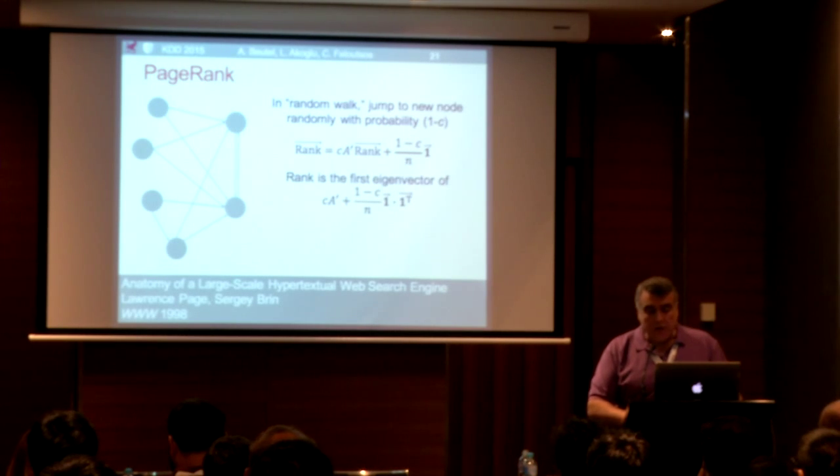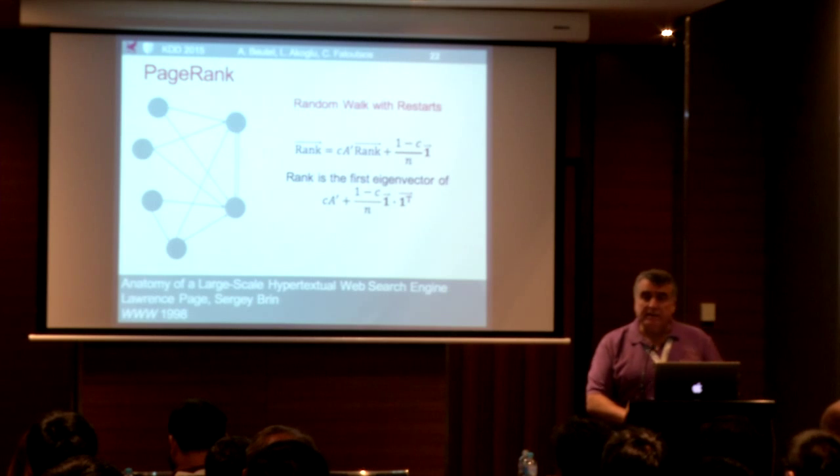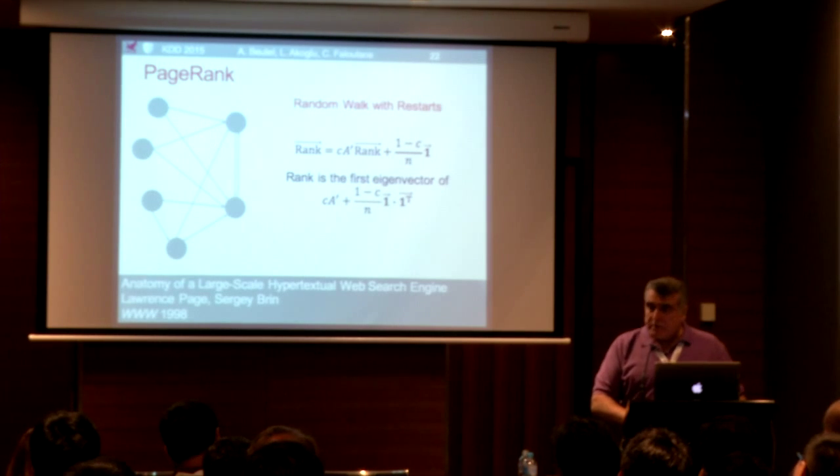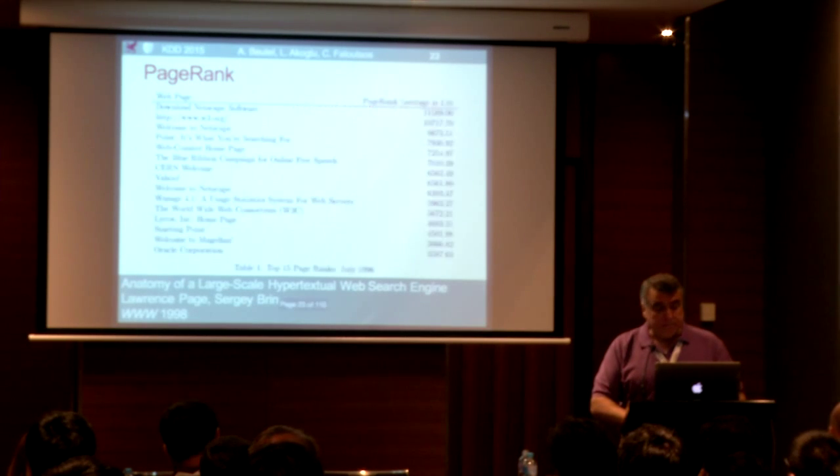And there is a connection. Fixed points are connected to eigenvectors, which are also related to singular vectors. So in all these cases, we have singular vectors, eigenvectors, and fixed points. So this is the random walk with restarts.